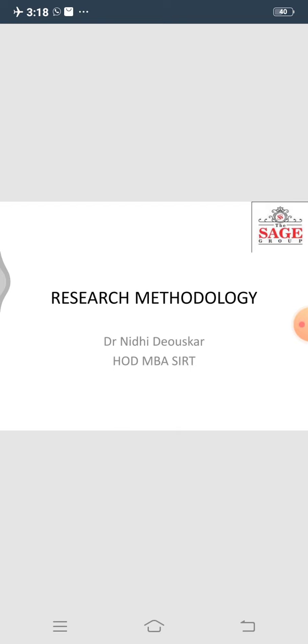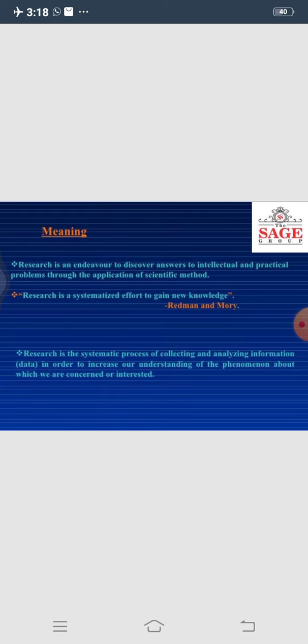Only then we can say that the decision can be positive. By research, we actually mean an endeavor to discover answers to intellectual and practical problems through the application of scientific method. There are certain keywords in this definition. First of all, we are discovering something. Discovering means it is already there and we are trying to find out something.